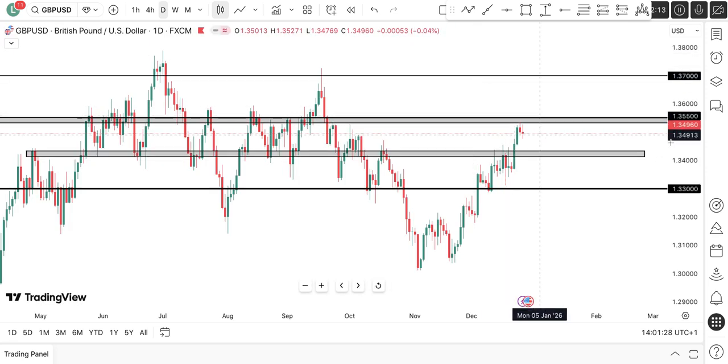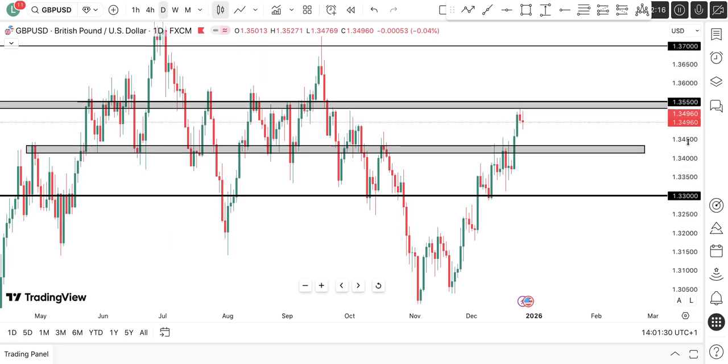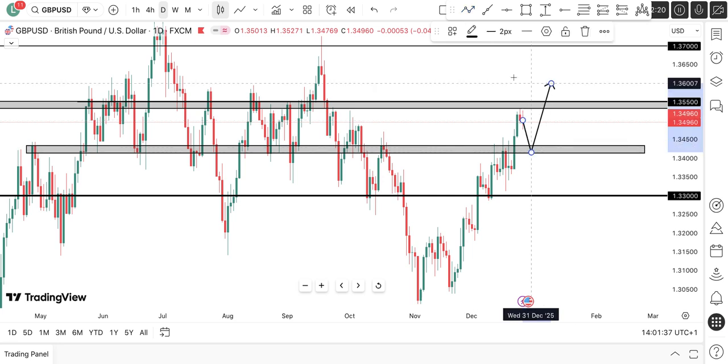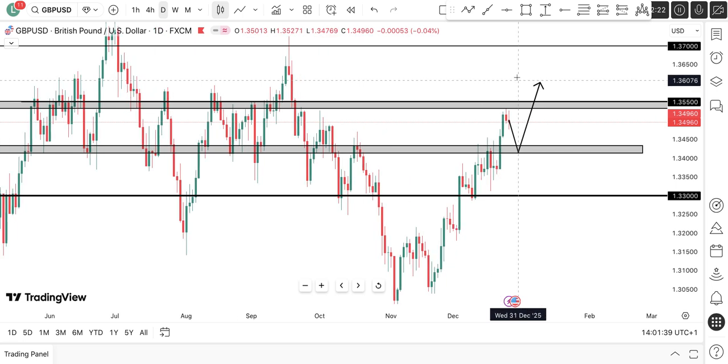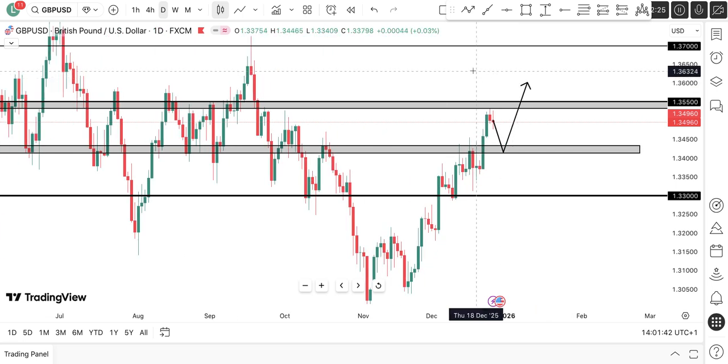Now on the GBP it's a no-brainer, right? The GBP has to come all the way here. This is my next level for GBP. Then I'll look for buys to the upside, right? But we have to first of all wait for the DXY.